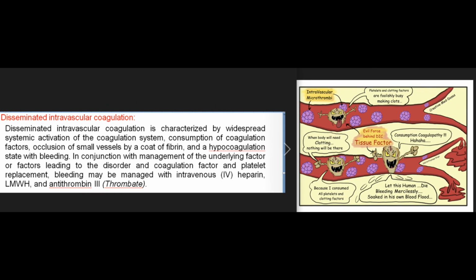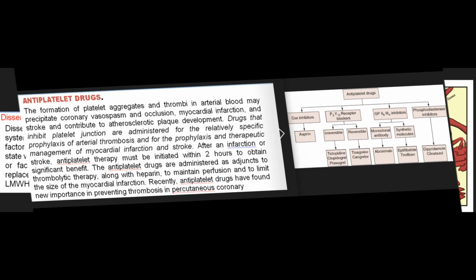Disseminated intravascular coagulation. Disseminated intravascular coagulation is characterized by widespread systemic activation of the coagulation system, consumption of coagulation factors, occlusion of small vessels by a coat of fibrin, and a hypocoagulation state with bleeding. In conjunction with management of the underlying factor or factors leading to the disorder and coagulation factor and platelet replacement, bleeding may be managed with intravenous heparin, LMWH, and antithrombin III, Thrombate.